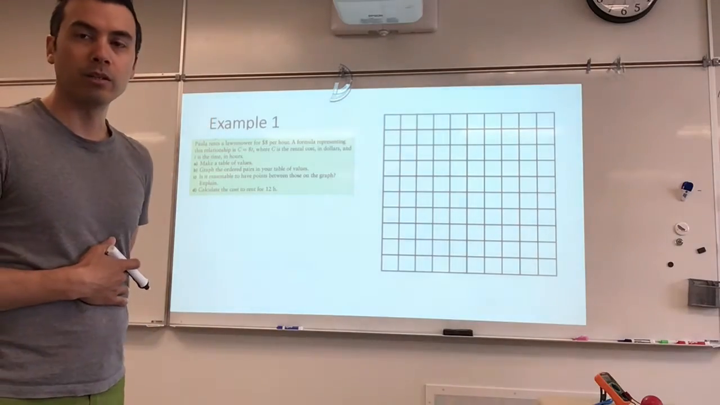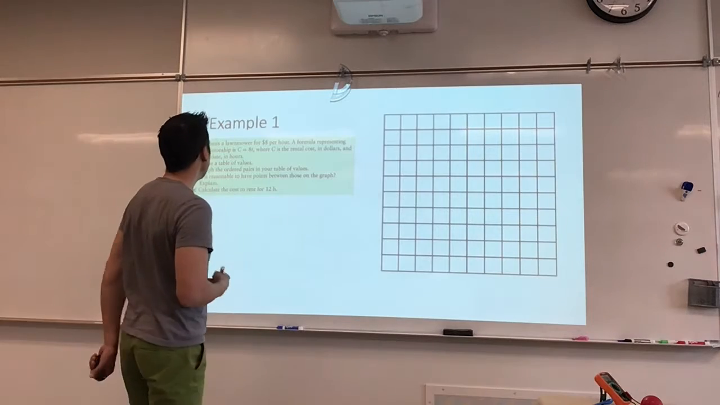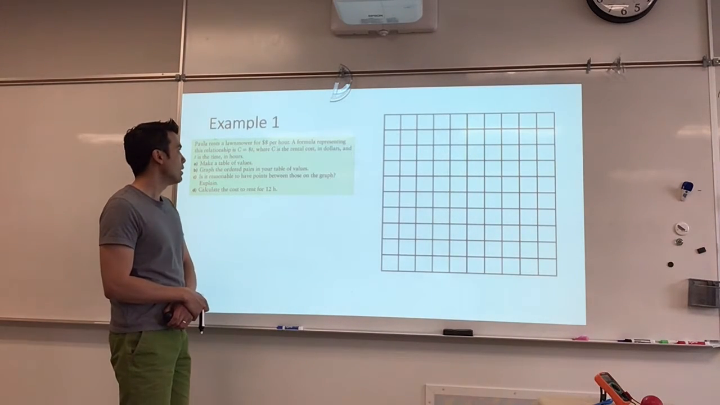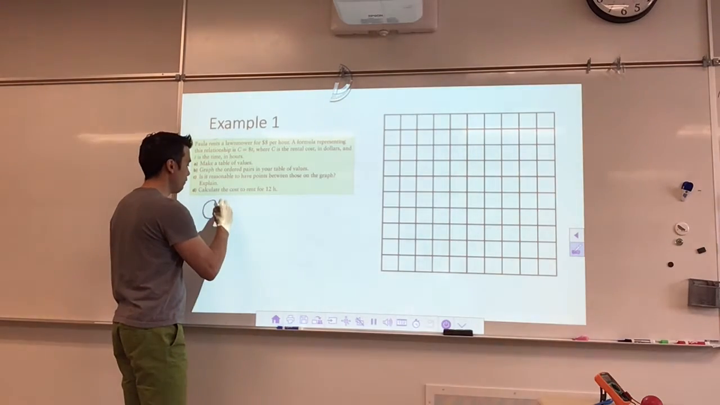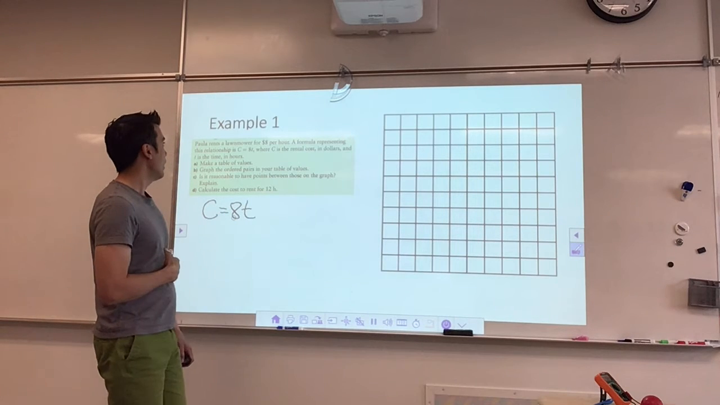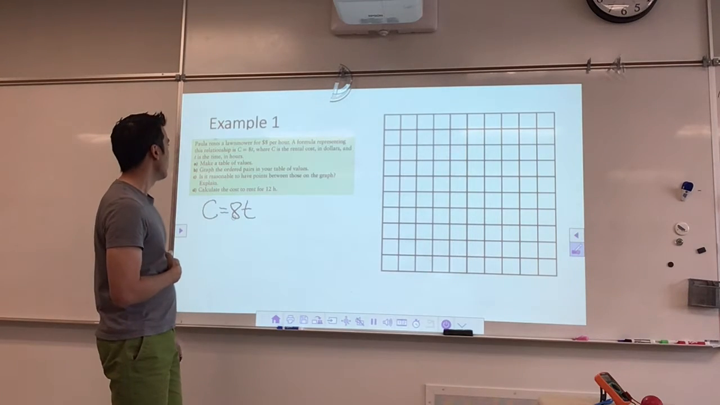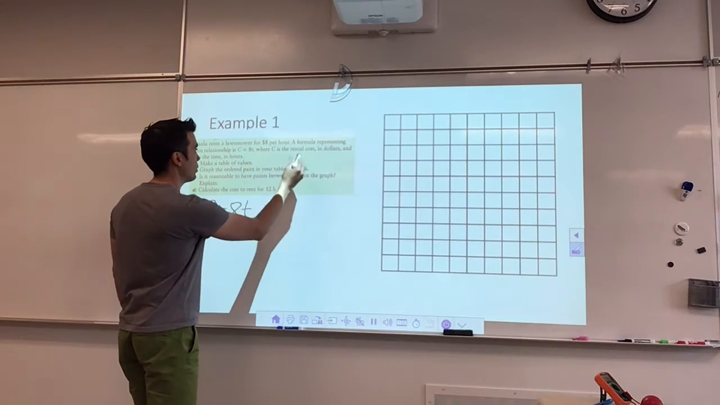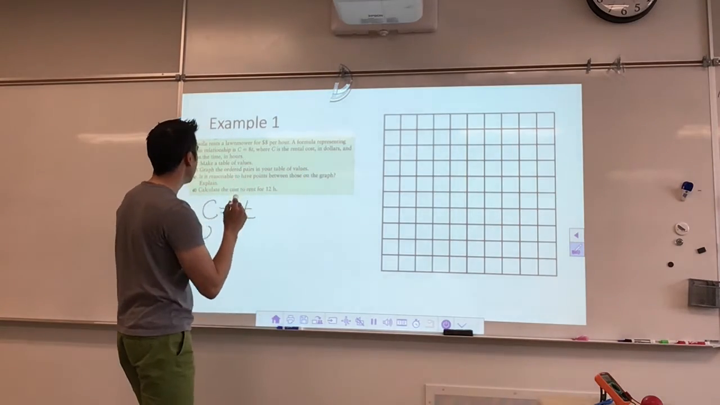You should have these in your notes as well. I know it might be kind of hard to see on the board, but hopefully you have this in your notes. I'll also read it out. Paula rents a lawnmower for $8 per hour. A formula representing this relationship is C equals 8T. So this is important. This is our formula. The cost is $8 times the amount of time, $8 per hour. I should read the rest of the question, where C is the rental cost in dollars and T is the time in hours.